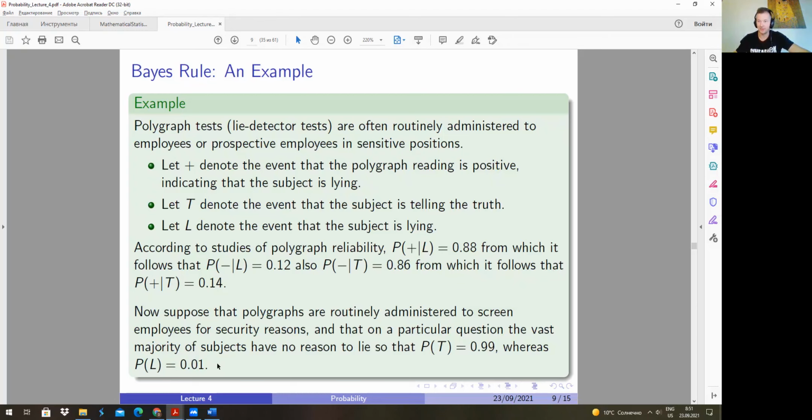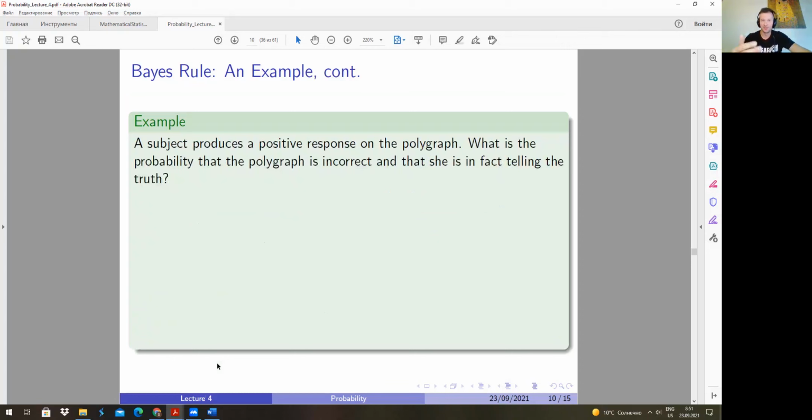Now, the question, so the most interesting part of the story. A subject produces a positive response on the polygraph. So the polygraph says that the person is a liar. What is the probability that the polygraph is incorrect and she is in fact telling the truth? What is the probability that given a positive response of a polygraph, a person tells us the truth?